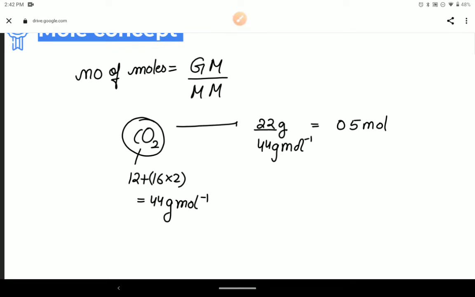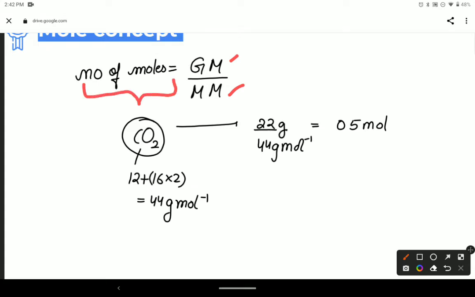Also, another main relation where JEE questions will be asked frequently is that number of moles is equal to given mass by molar mass. Given mass means, in the question, the mass of some compound, let's say the compound is x. They'll give the weight of that, so it's called given mass. And molar mass is nothing but the mass of 1 mole of that substance. So number of moles is given mass upon molar mass.